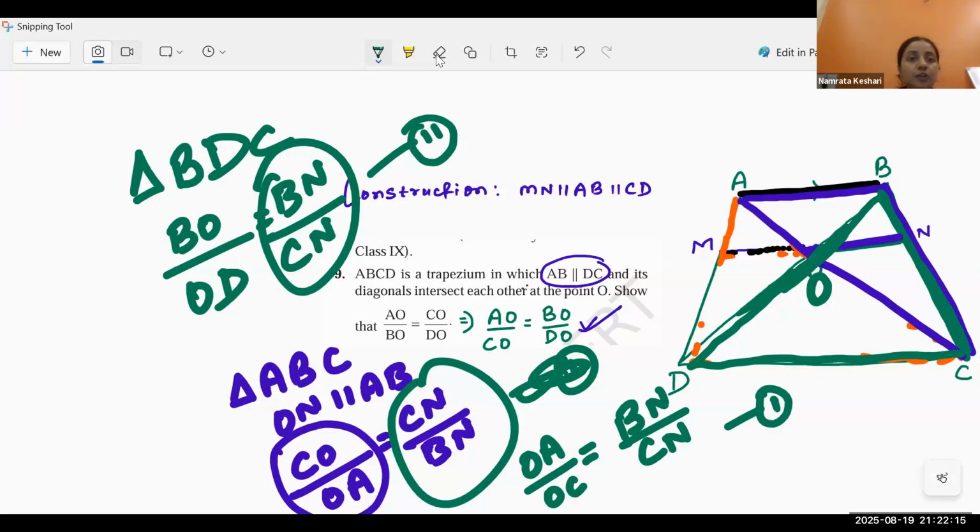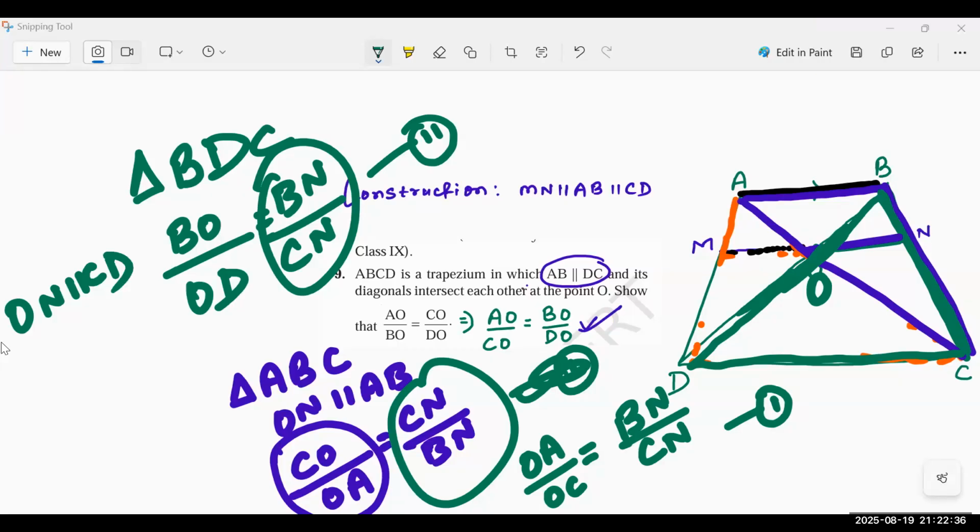Okay, you need to write over there, in triangle BDC, in green color triangle BDC, ON is parallel to CD. Hence, by basic proportionality theorem, we are writing the ratio same. Getting it?